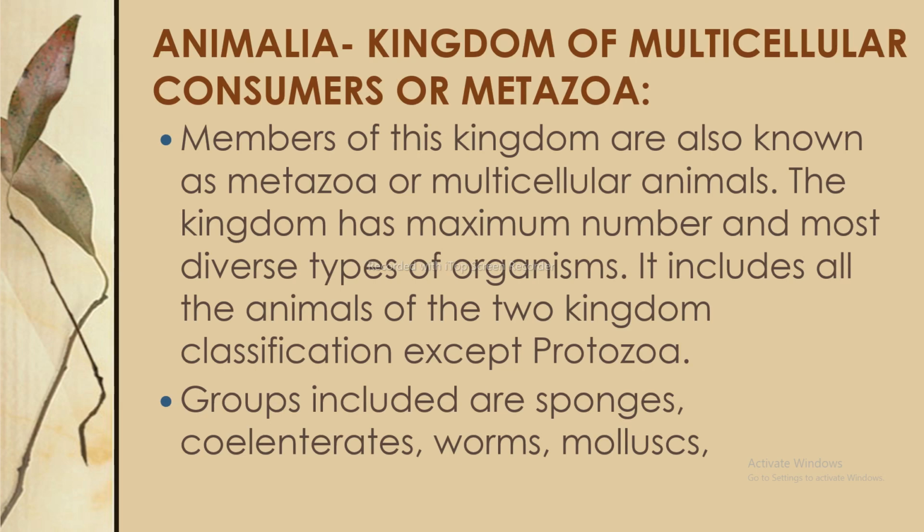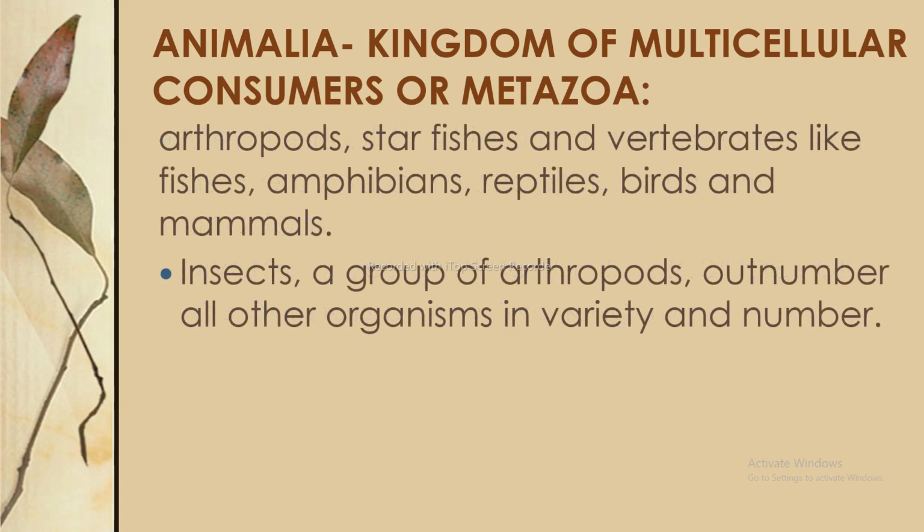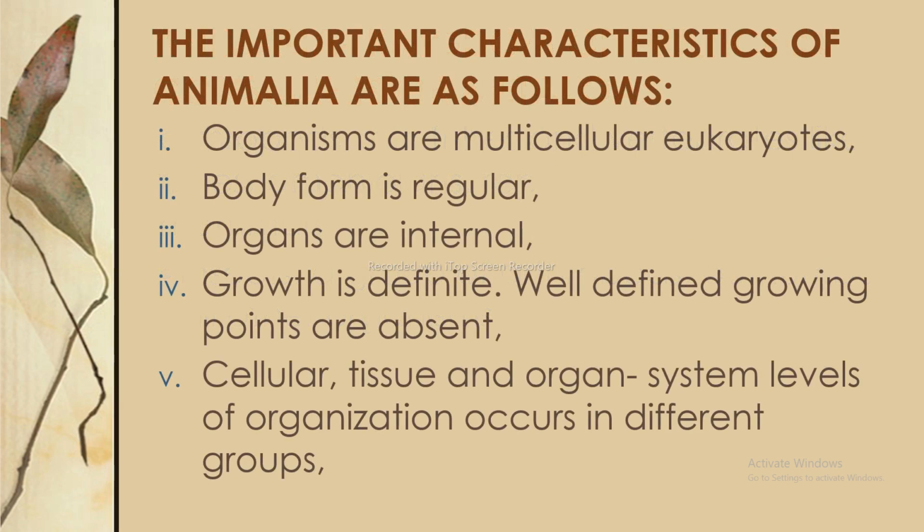Members of this kingdom are also known as metazoa or multicellular animals. The kingdom has maximum number and most diverse types of organisms. It includes all the animals of the two kingdom classification except protozoa. Groups included are sponges, coelenterates, worms and mollusks, arthropods, starfishes and vertebrates like the fishes, amphibians, reptiles, birds and mammals. Insects, a group of arthropods, outnumber all other organisms in variety and number. The important characteristics of Animalia are as follow.